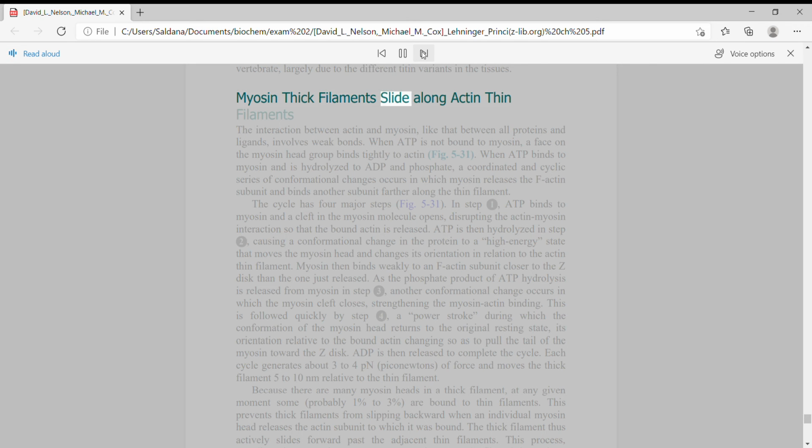Myosin thick filaments slide along actin thin filaments. The interaction between actin and myosin, like that between all proteins and ligands, involves weak bonds. When ATP is not bound to myosin, a face on the myosin head group binds tightly to actin, Fig. 5-31. When ATP binds to myosin and is hydrolyzed to ADP and phosphate, a coordinated and cyclic series of conformational changes occurs in which myosin releases the F-actin subunit and binds another subunit farther along the thin filament.